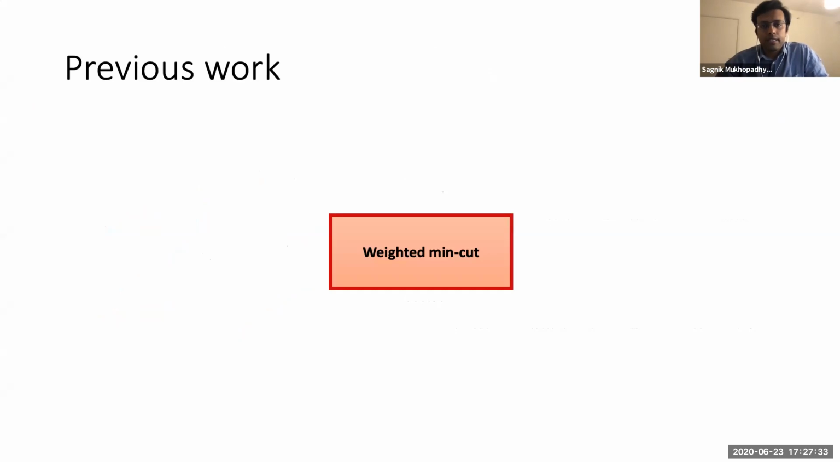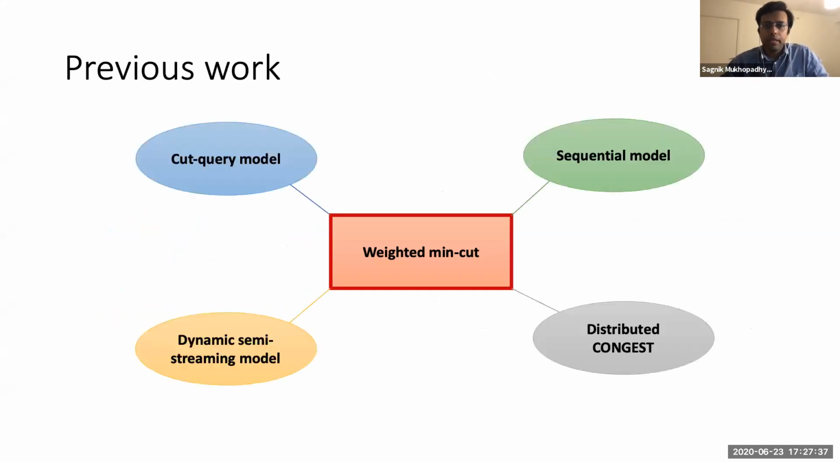So we investigate this minimum cut problem in a number of computation models. Here is the lay of the land before our work. In the sequential setting, the best algorithm is designed by David, which takes m log cube n time. This is a different algorithm than what is mentioned by Jason in his talk.